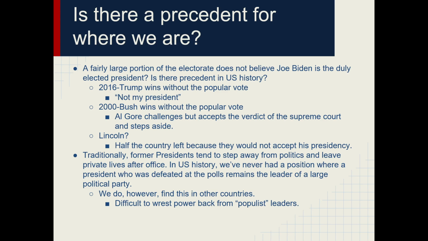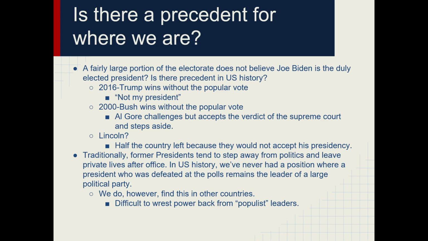They are both lawfully, if not popularly, elected presidents. So we might compare it to that. We might also compare it to the election of 2000, where Bush did not win the popular vote, but the Supreme Court said that the Electoral College vote is ultimately what would decide a president. Al Gore accepted this and stepped aside. Could we compare it to Lincoln? I hope not. Because when Lincoln was elected, of course, much of the country split away because it would not accept his presidency. And traditionally, former presidents have sort of stepped away.